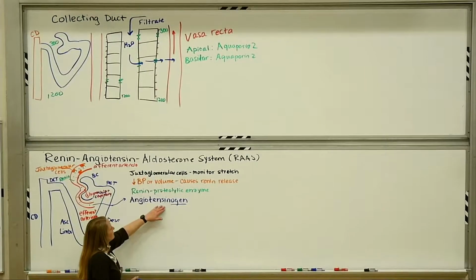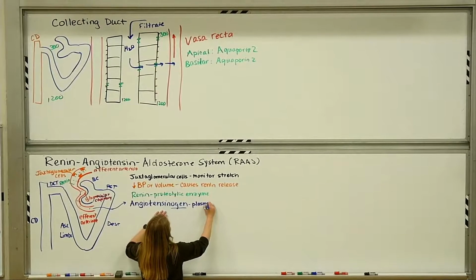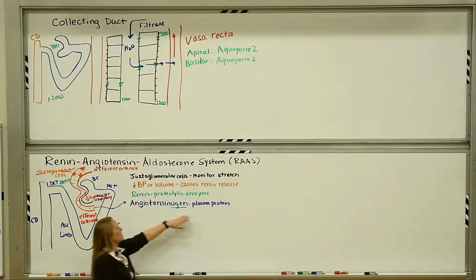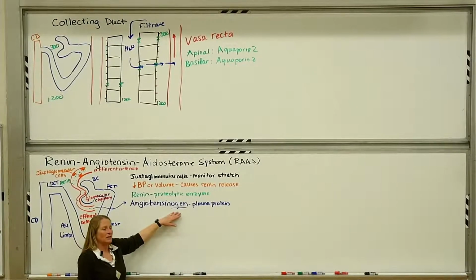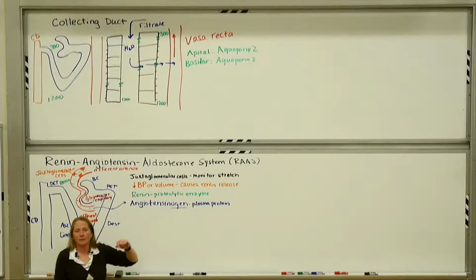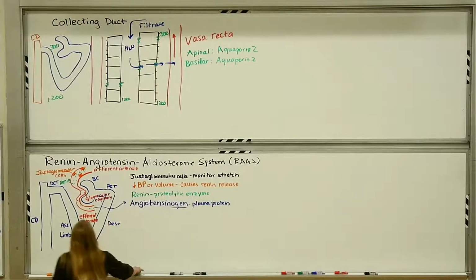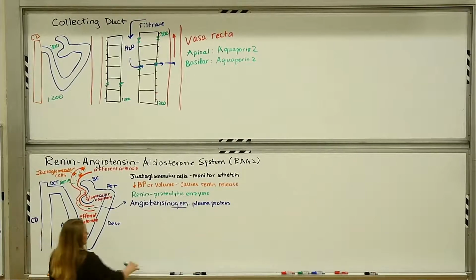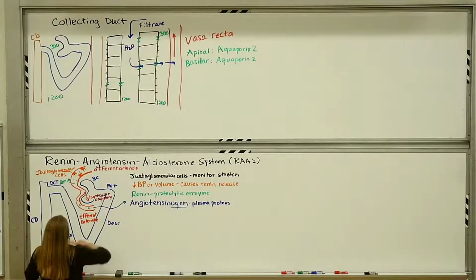So angiotensinogen is a plasma protein. Meaning it's just a protein that hangs out in the blood all the time. It can do that safely because it's inactive unless it binds renin. So when you've got this renin that gets released into your blood, the renin can bind to angiotensinogen and it will cleave a portion of that angiotensinogen off and create angiotensin 1.